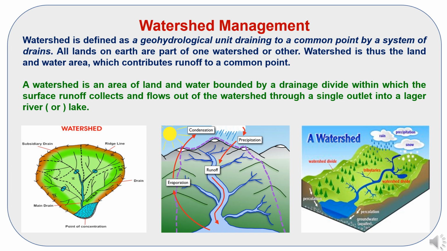Next method of soil conservation is watershed management. Watershed is defined as a geohydrological unit draining into a common point by a system of drains. All lands on earth are part of one watershed or other. Watershed is thus the land and water area which contributes runoff to a common point. A watershed is an area of land and water bounded by a drainage divide within which the surface runoff collects and flows out of the watershed through a single outlet into a larger river or lake.